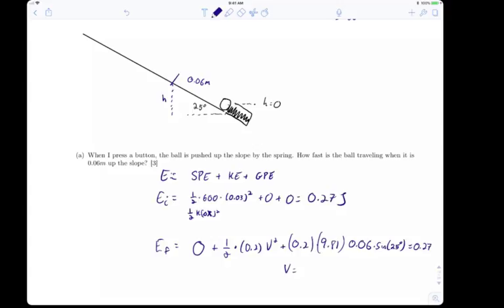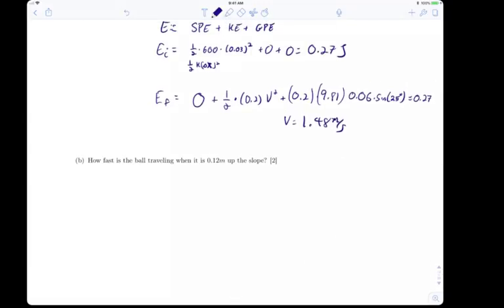Okay, let's do it. Make sure your calculator is in the right units. That it's, in this case, that it's in degrees. 0.27 minus answer, times 2, divided by 0.2, square root answer. It's traveling at 1.48 meters per second.